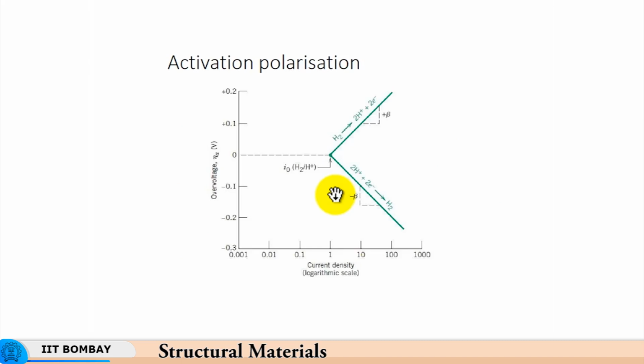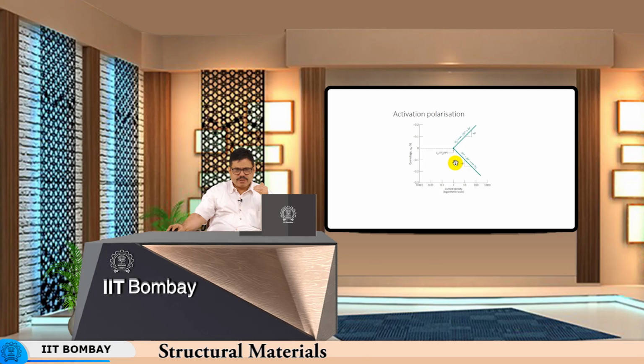One is the activation polarization, where you have the electrons getting generated. Here basically you have oxidation taking place, and here electrons getting consumed. So, here electrons are getting consumed. So, this is reduction taking place.